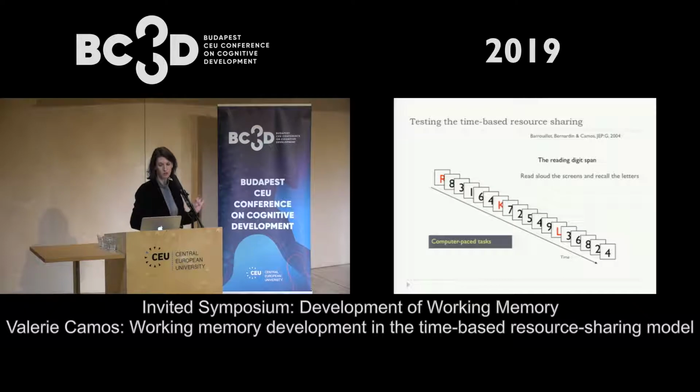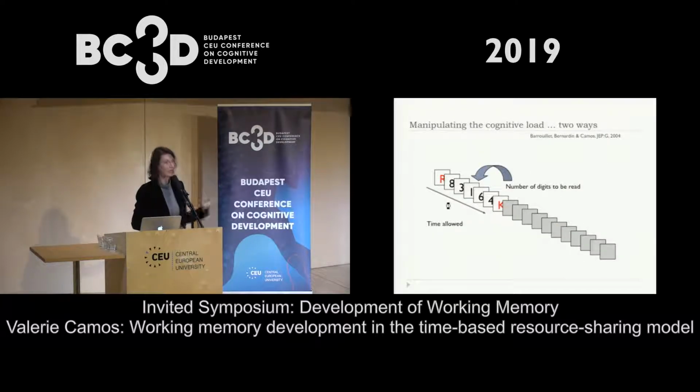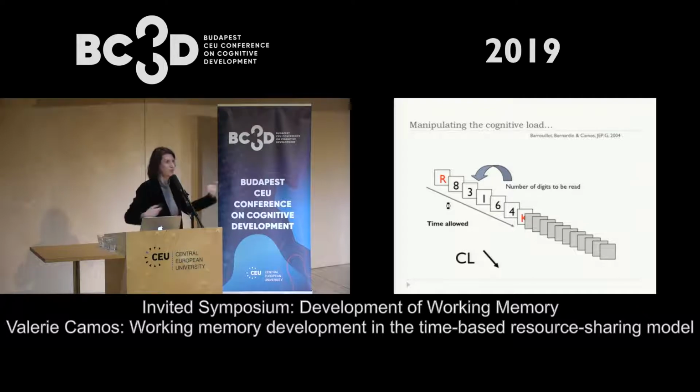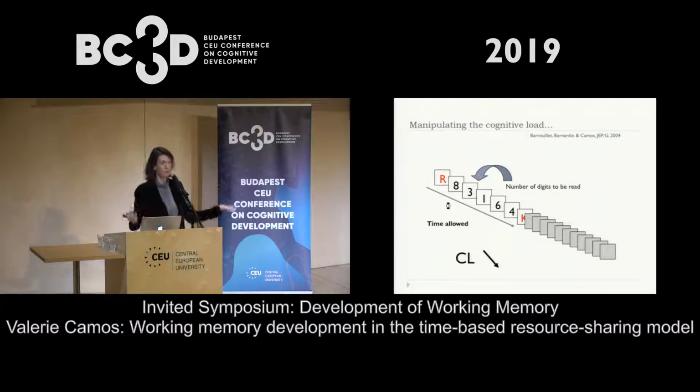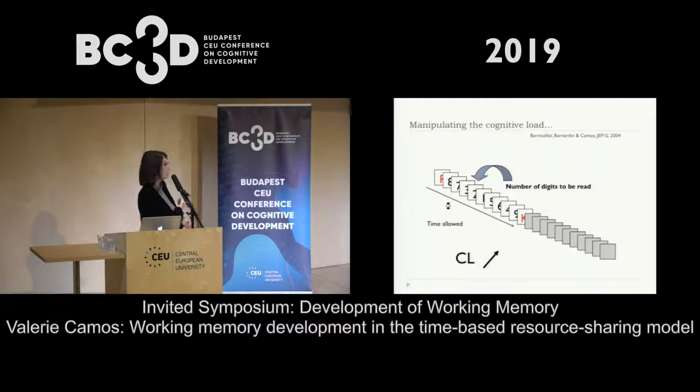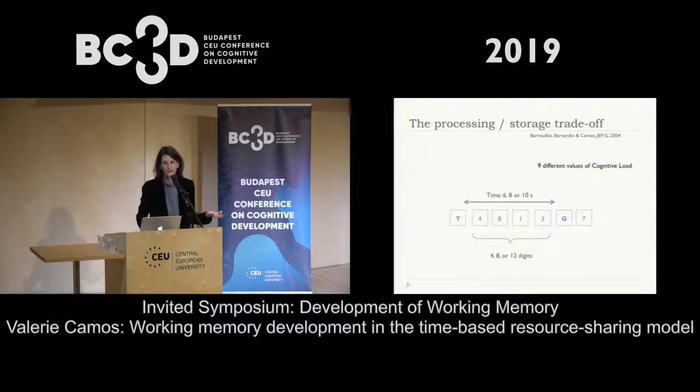And we can manipulate the cognitive load of this distracting task, either, as I just showed you, by increasing the time. If you have exactly the same number of digits, but you have more time, that reduces the cognitive load, and you should be better at memorizing. Or you can increase the number of digits, and in this case, by keeping the time constant, you increase the cognitive load, and then your memory performance is going to decrease. It's a lot of work, but it's fairly easy to do, actually. You can just manipulate the time and the number of digits, and in this way, we've been able to define 9 different values of cognitive load.